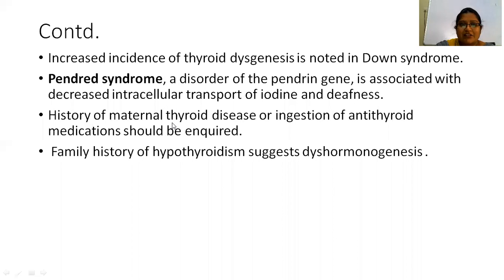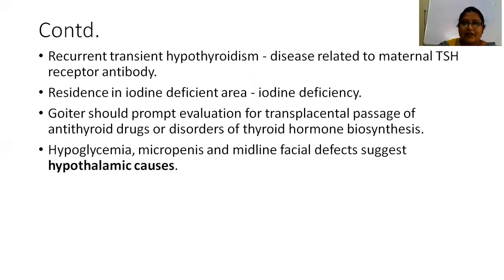And then in history, we have to ask about maternal thyroid disease, and ingestion of antithyroid medications should be inquired. Then family history of hypothyroidism suggests dyshormonogenesis. And if there is recurrent transient hypothyroidism, we have to evaluate maternal TSH receptor antibodies. Okay. And if the residents are in an iodine deficiency area, we have to suspect iodine deficiency disorders. Then goiter should prompt evaluation for transplacental passage of antithyroid drugs or disorders of thyroid hormone biosynthesis.